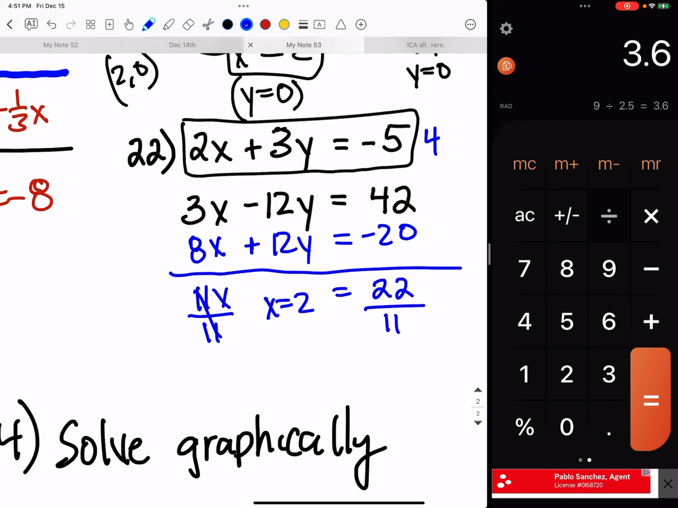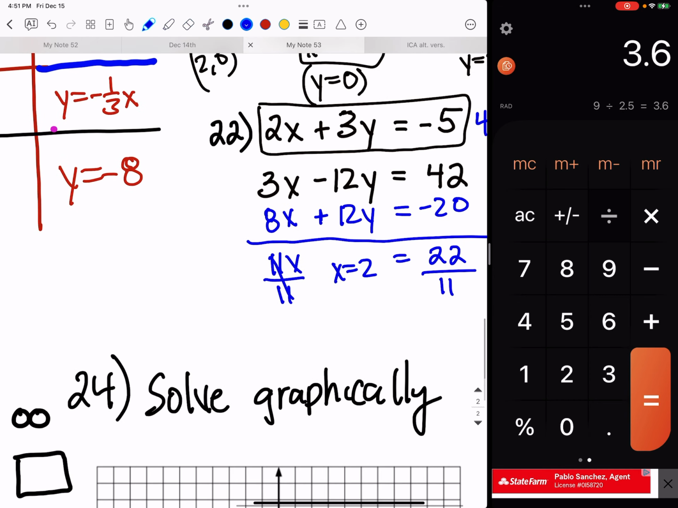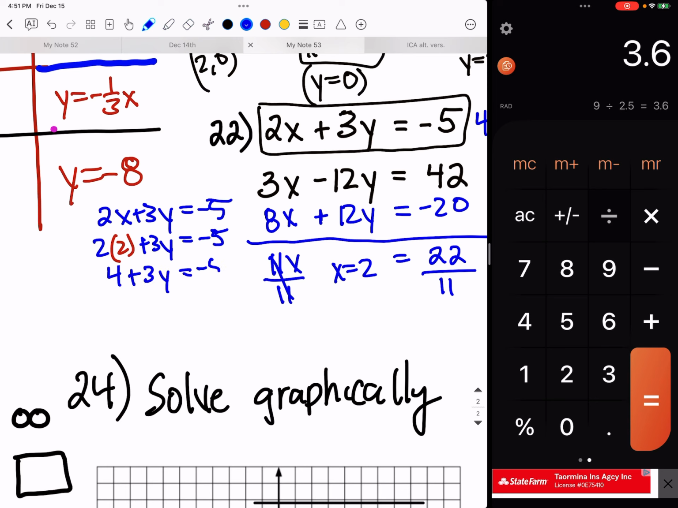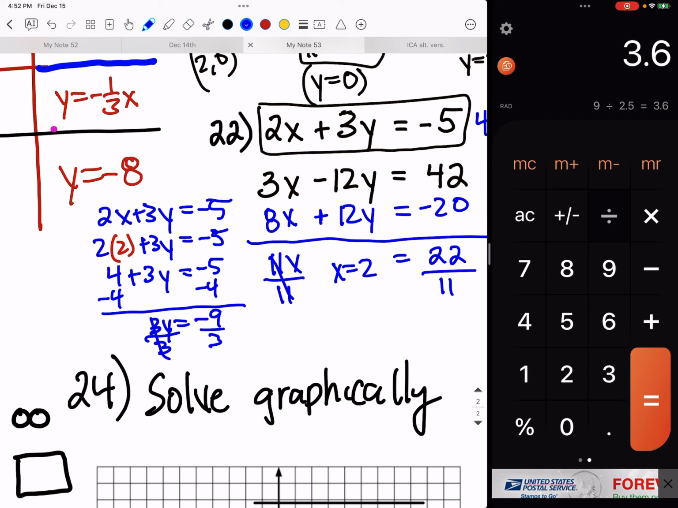X equals 2. All right, so let's see. What's the 2x plus 3y equals negative 5? But we know x is 2. So instead of x, 2 times 2 plus 3y is negative 5. 4 plus 3y equals negative 5. I'm going to minus the 4, minus the 4. 3y equals negative 9. Divide by 3. Y equals negative 3. 2, negative 3.